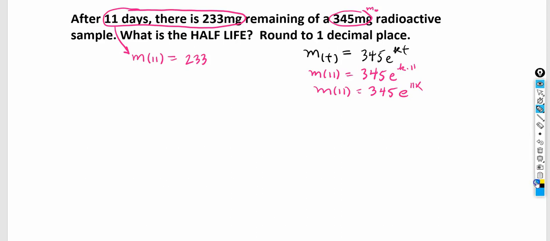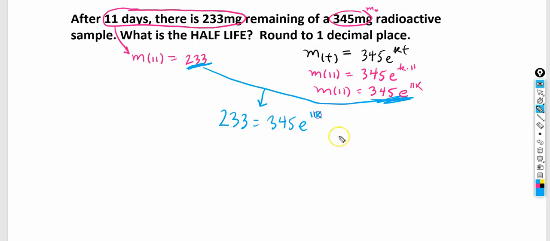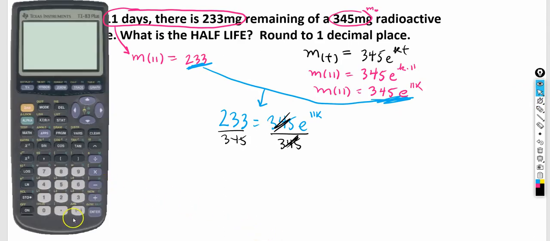Okay, so I have an expression for the amount after 11 days here, and I have an expression for the amount after 11 days here. These are equal to the same thing, so I'm going to put them equal to each other. Okay, now I've got a way to solve for k. Get rid of the 345. So after cancellation, now that 233 over 345, if that's a horrible decimal, I'm going to leave it as a fraction. So let's see what we get.